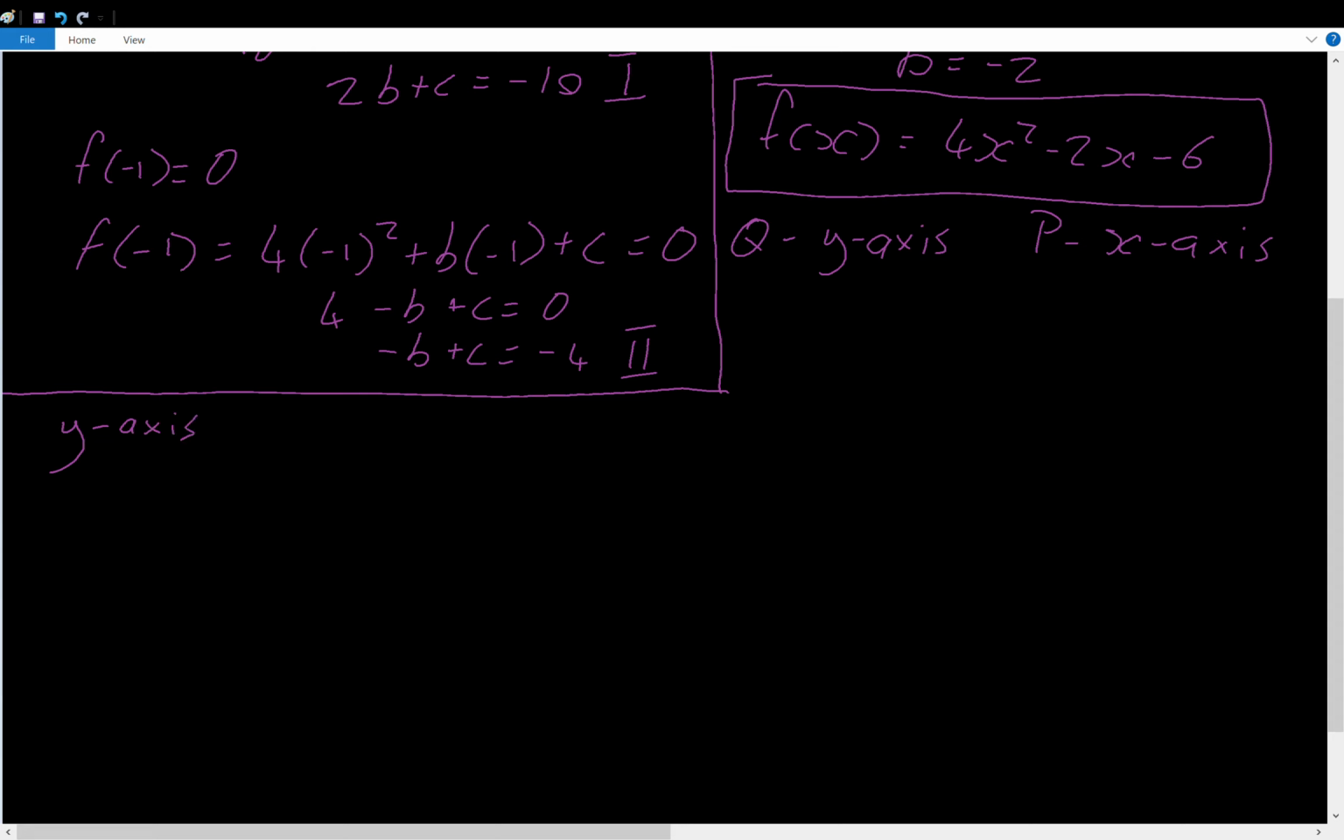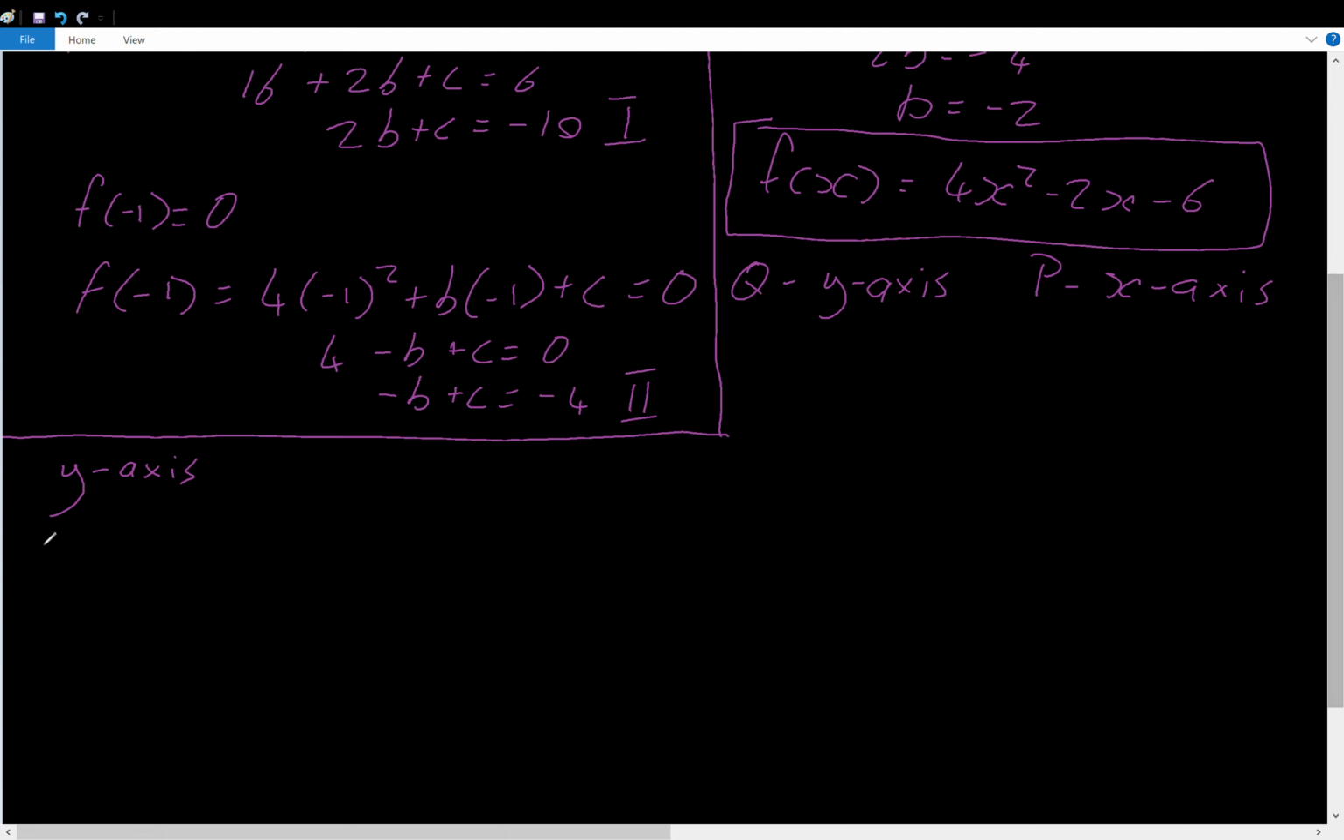Any point on the y-axis is going to have an x value of 0, which means that in order to find the point that lies on the y-axis, we have to get f of 0. So it's going to be 4 times 0 squared minus 2 times 0 minus 6. So it's going to be equal to -6, which means that the point Q is the point (0, -6), like that.